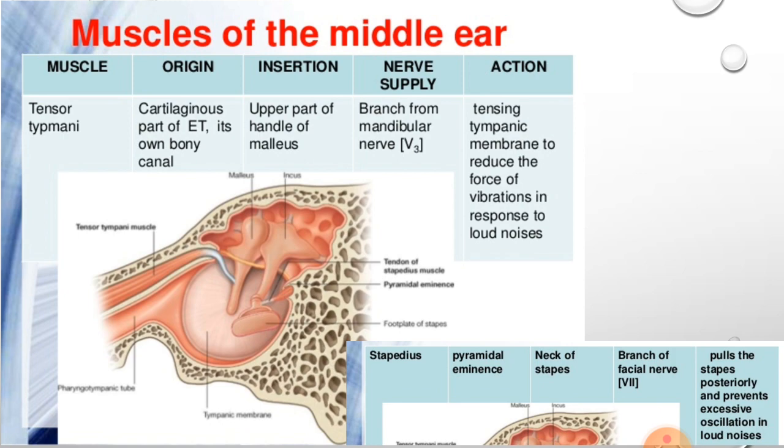The second muscle is stapedius, which is arising from the pyramidal eminence. It is being inserted onto the neck of stapes. It is innervated by a branch of facial nerve through a branch to stapedius, and the action of this muscle is that it pulls the stapes posteriorly and prevents excessive oscillation in loud noises. So it prevents the excessive vibration of the foot plate of stapes, thus dampening down the loud noises.